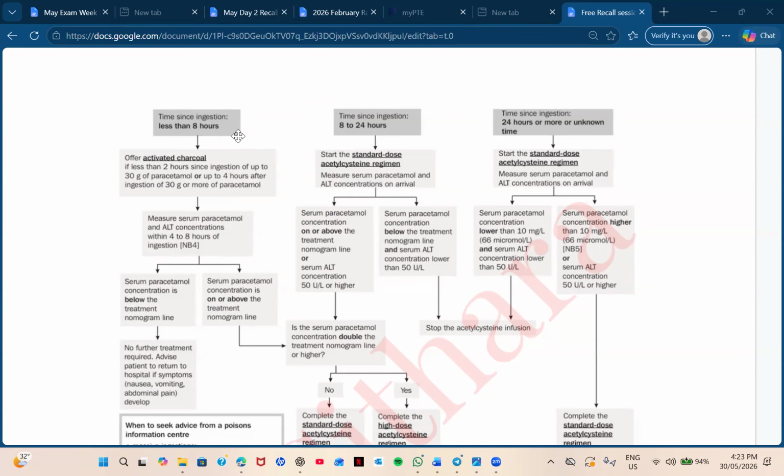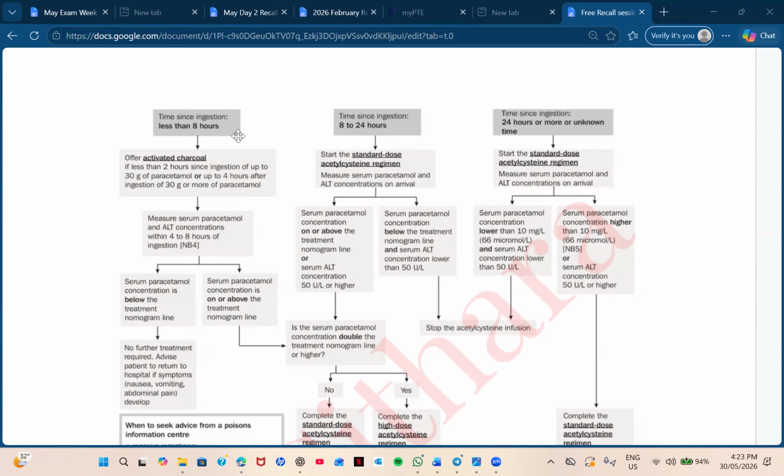You are not waiting. You are not initially doing the paracetamol level check, no charcoal or anything. If it is more than 8 hours, just give NAC first before doing anything. NAC first, before any other interventions, right? Because you need to save the liver first. Then after giving the NAC, you can measure the serum paracetamol and ALT concentration on arrival.